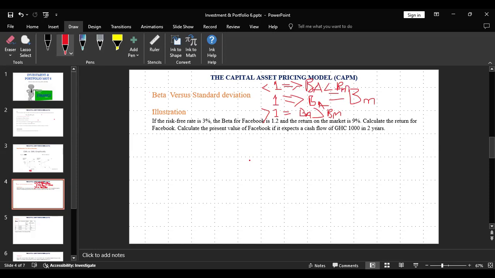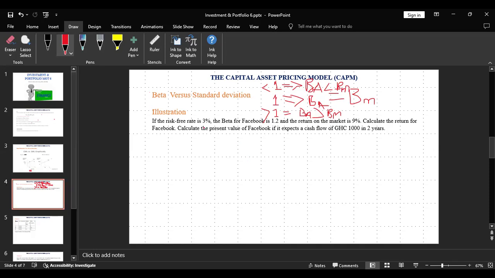Now, we know capital market line, how to solve it. We know how to solve security market line because we have been given the formula. We have seen the difference. We are starting with solving questions. Okay, so let's read this question.